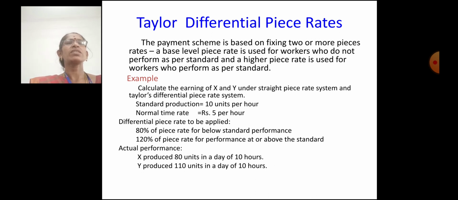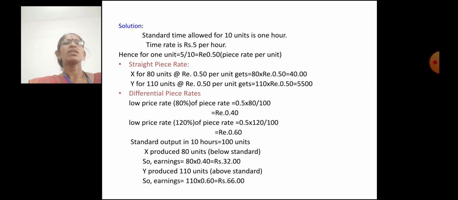Example: calculate the earning of X and Y under the straight piece rate system and Taylor differential piece rate system. Standard production 10 units per hour, normal time rate ₹5 per hour. Differential piece rate to be applied: 80% of piece rate for below standard, 120% of piece rate for performance at or above standard. Actual performance: X produced 80 units in a day of 10 hours, Y produced 110 units in a day of 10 hours.